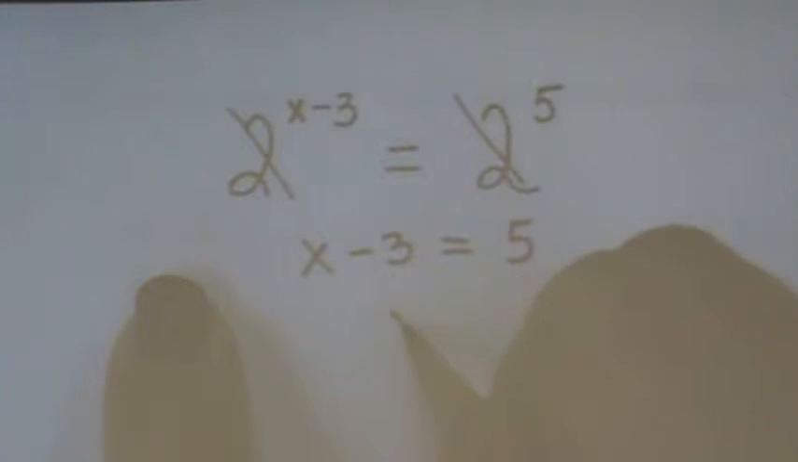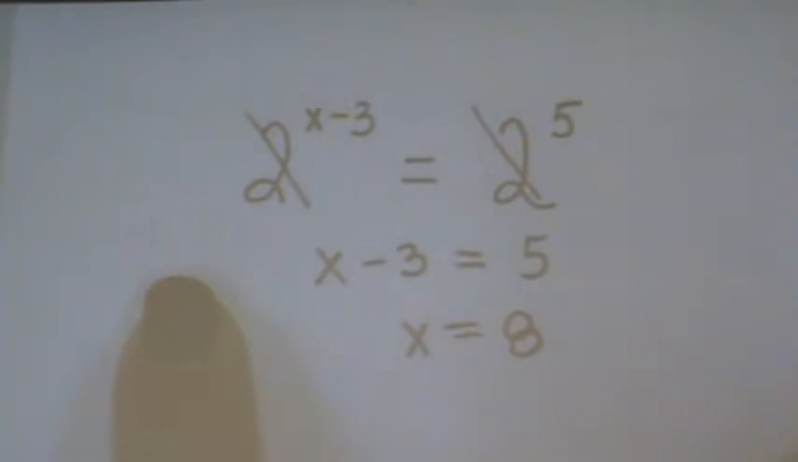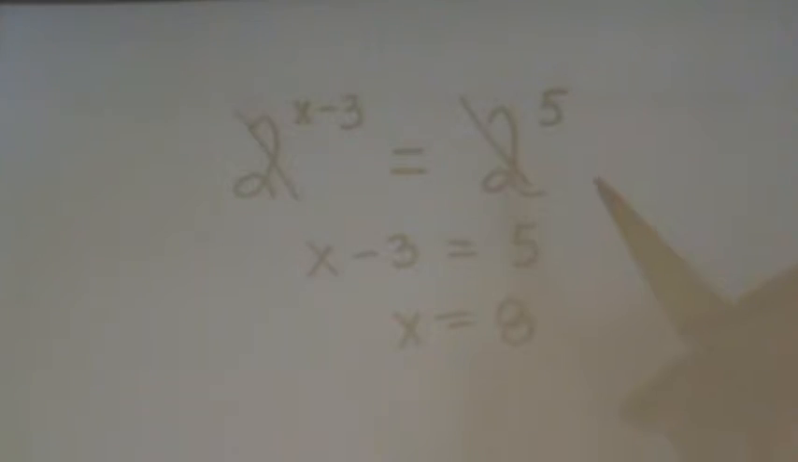If you saw something like that, it's called the one-to-one property. You can cross these 2's out and you're solving for x. So you'd have x minus 3 equals 5 and x is 8. So if you can get both bases to be the same, that's what you're going to do first. In questions 1 and 2, you can get them in the same base. So let's look at some examples.